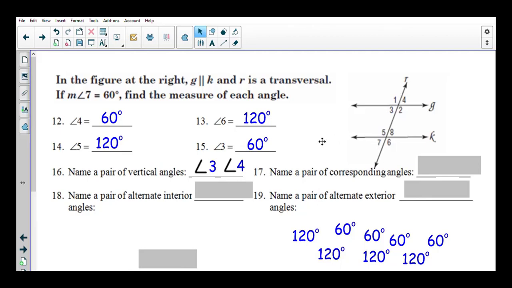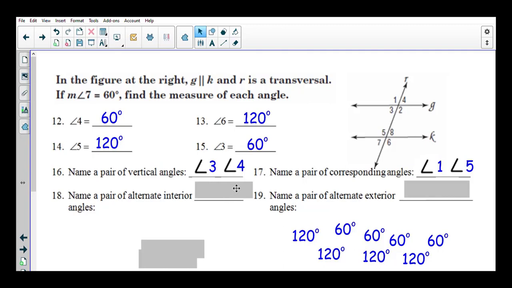Number 17, name a pair of corresponding angles. So I chose angles 1 and 5, which are both in the top left-hand corner. But you could also choose 4 and 8, top right-hand corner, 2 and 6, bottom right corner, 3 and 7, bottom left corner.